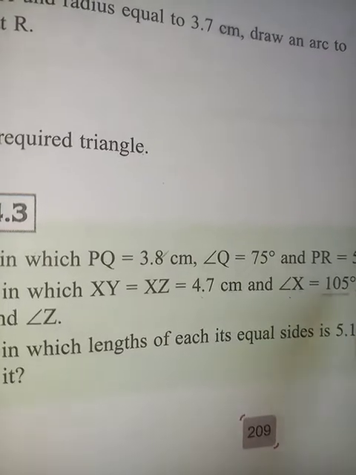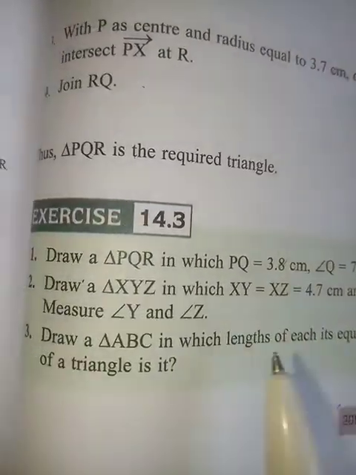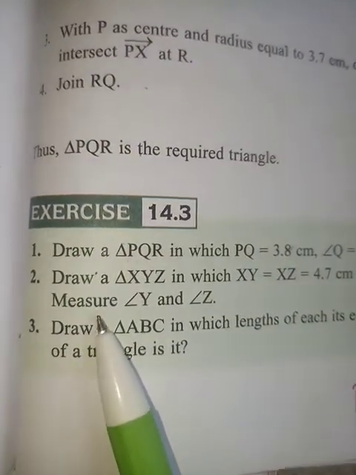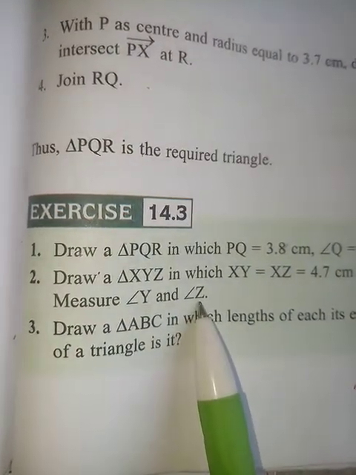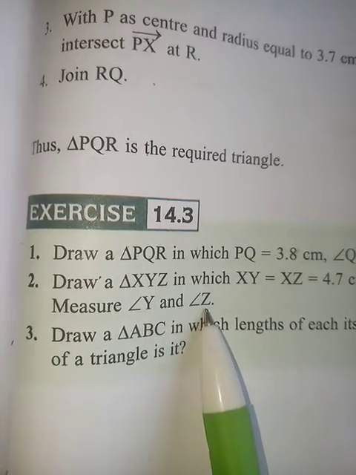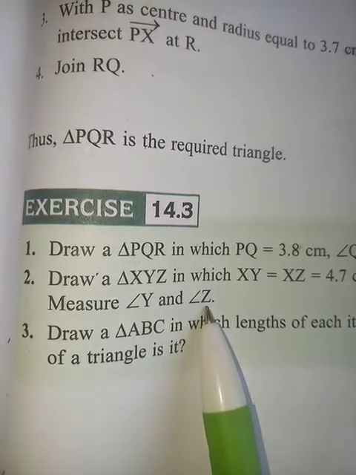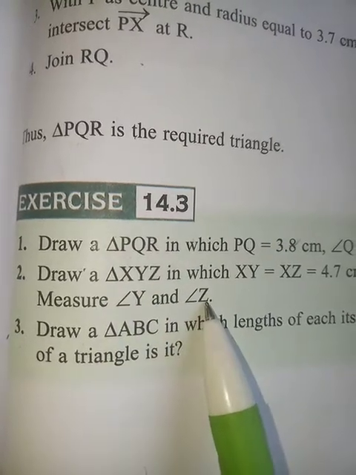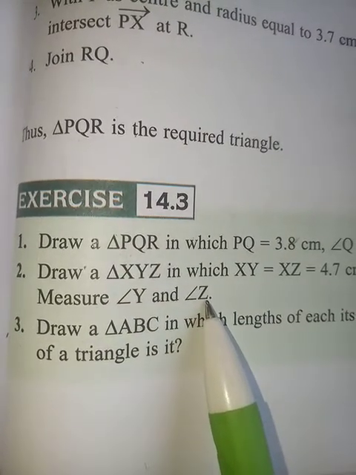Okay, so how to draw the angle of 105 degrees. Now after that you need to measure the angle Y as well as angle Z. Once you construct the angle and the triangle, at the end you need to check what is the measure of angle Y and what is the measure of angle Z. Okay, clear?